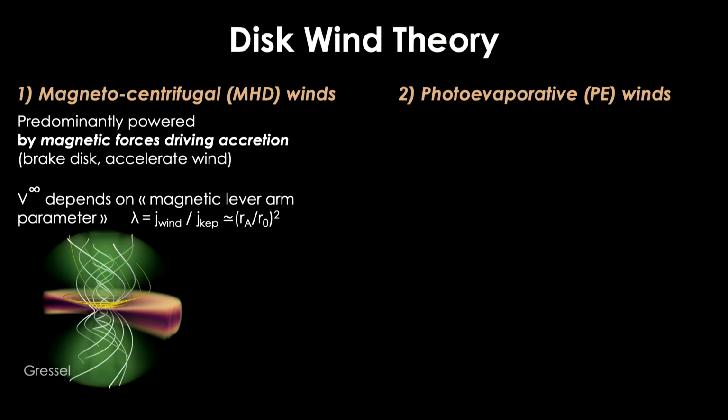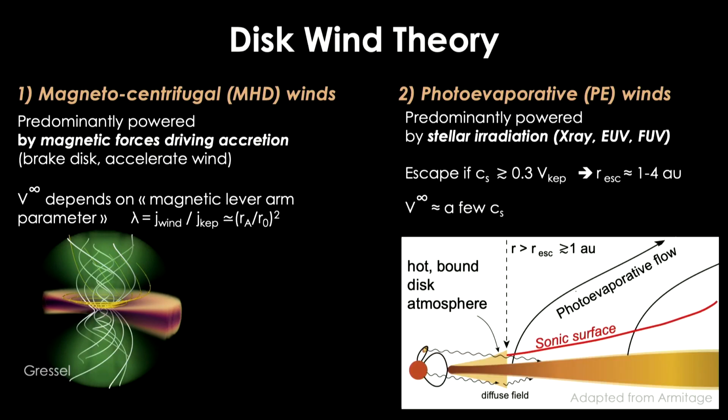And the final velocity of the wind here depends on what we call the magnetic lever arm parameter, which we denote as lambda. It is not the same as the mass to flux ratio in course. Be careful. It's the ratio of the specific angular momentum extracted by the wind to the initial Keplerian momentum in the disk. And it's related to what we call the lever arm, the Alfvén radius, but this is the important parameter that controls everything in those disk winds.